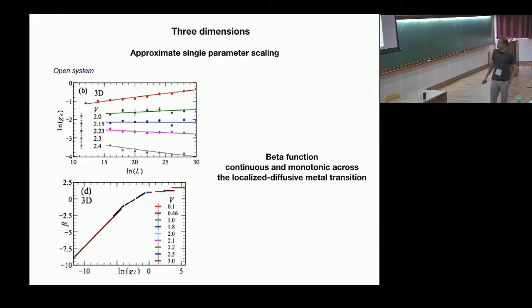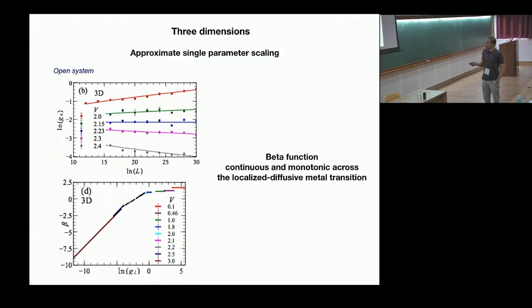Now in three dimensions, this is what we get. This is again log G as a function of log L. Here we are looking at the transition from the localized to the diffusive system. As I told you, in three dimensions, there are two transitions. So you have the localized phase, a diffusive phase, and a ballistic phase. Here we are focusing on the transition from the localized phase to the diffusive phase. And we do actually get exponents. If you look at the dependence of G on system size, we get exponents which are consistent with diffusive behavior above the transition and localized behavior below the transition.